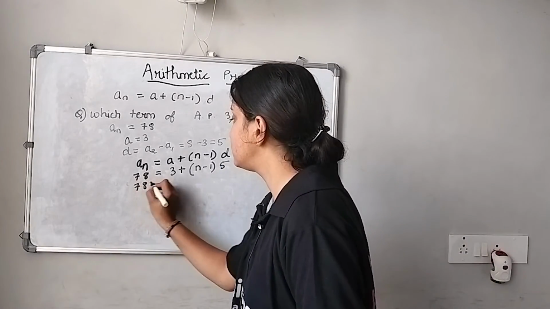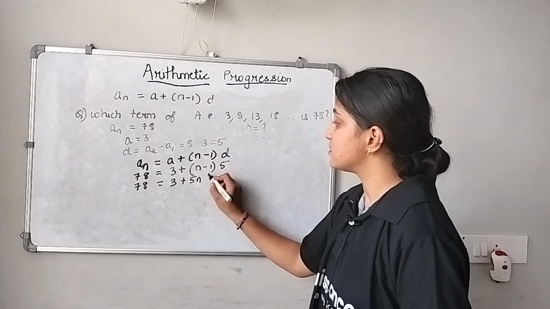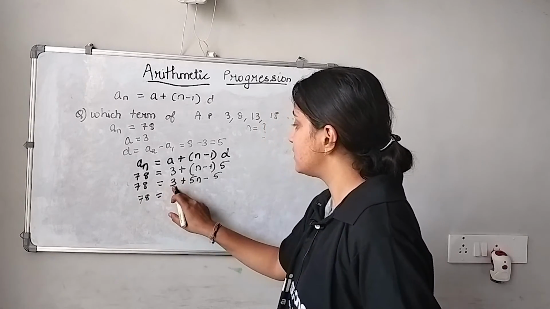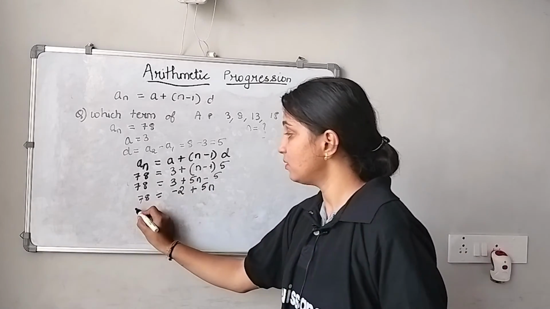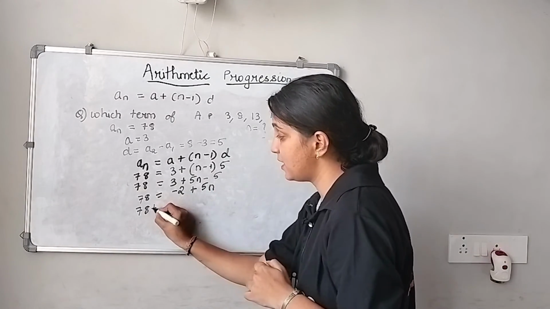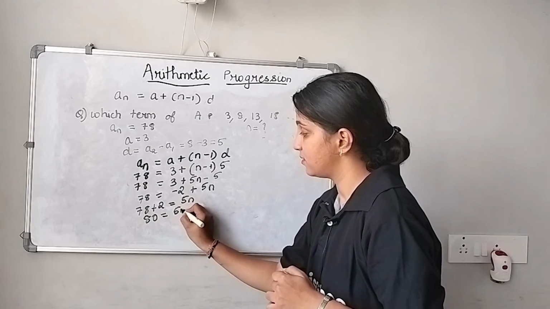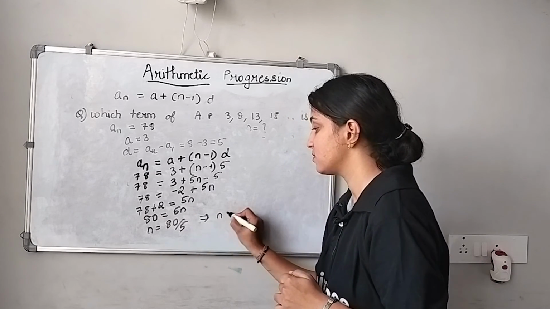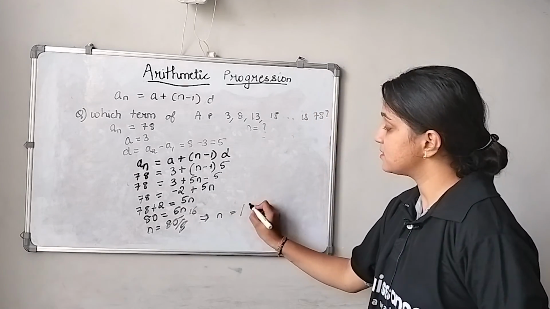So 78 equal to 3 plus 5 into n is 5n, minus 5 into 1 is 5. So 78 equal to 3 minus 5, which is minus 2, plus 5n. We'll move this minus 2 over here and we will find what 5n is. 78 plus 2 equal to 5n. So that will be 80 equal to 5n. So n will be equal to 80 upon 5. 5 sixes are 30, so n is 60.